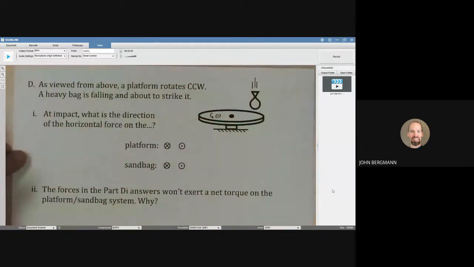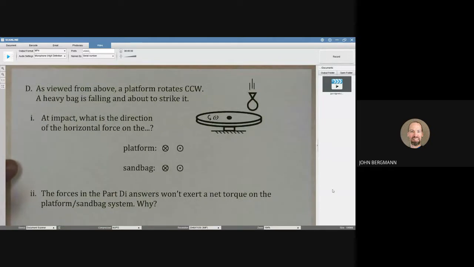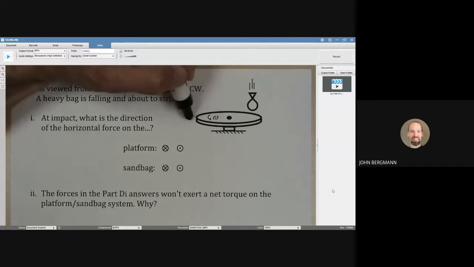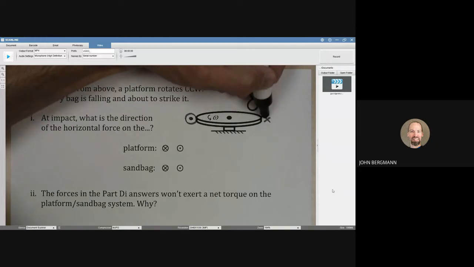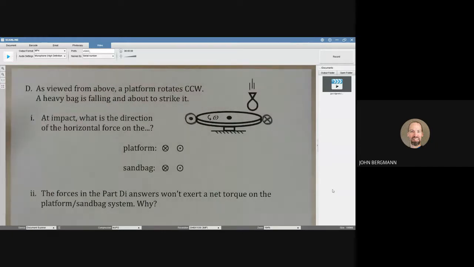Let's see what we've got here. We've got a platform, and it's rotating counterclockwise as viewed from above. That means that this edge of the platform is coming towards us. This edge of the platform is going away from us. And a bag is going to land on the platform. At impact, what's the direction of the horizontal force on each of these objects?